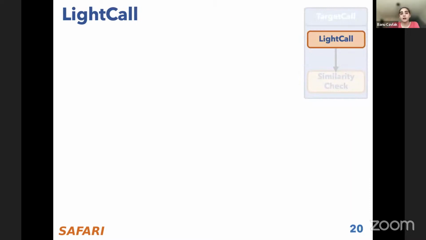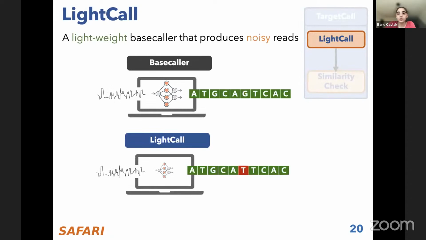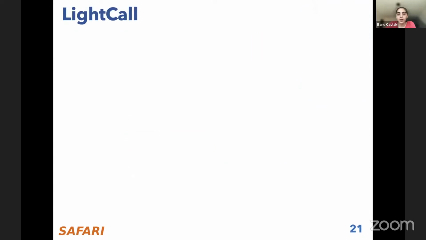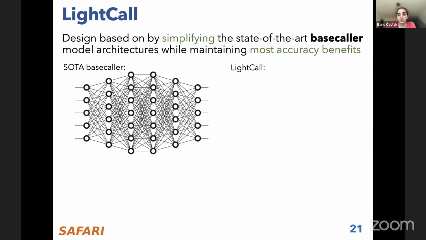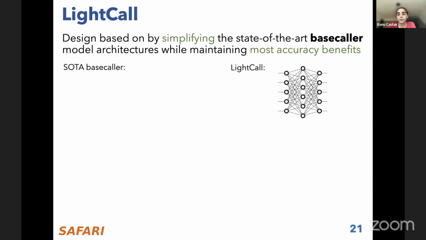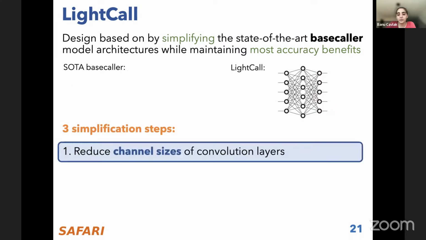Now we can explain our two steps in a bit more detail. The first step is LightCall, which is a lightweight base caller that produces noisy reads compared to the state-of-the-art base callers. LightCall is designed based on simplifying state-of-the-art base caller model architectures while maintaining most of the accuracy benefits, but reducing the execution time significantly. And we made this simplification in 3 steps mainly.